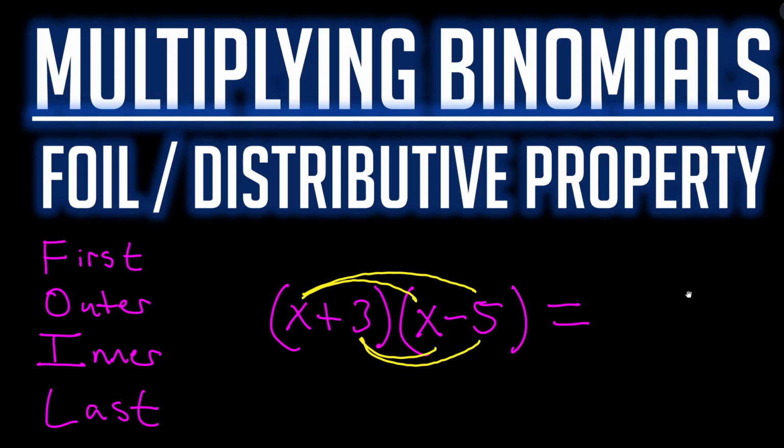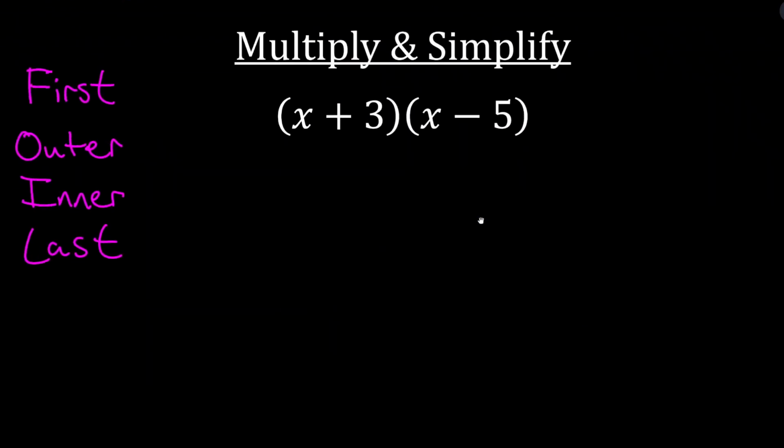In this video we're going to practice multiplying binomials using this FOIL method, which is an acronym that helps us remember what exactly to multiply together, but it's really just a generalization of the distributive property. Let's go ahead and jump into our first example here.